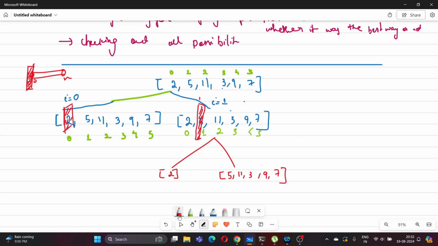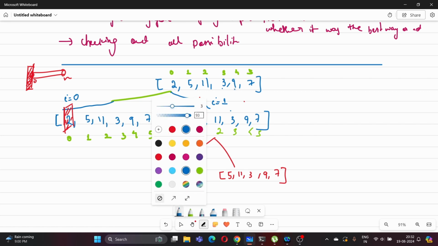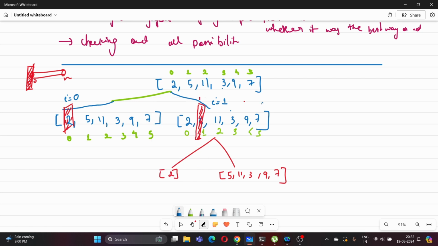Similarly, it will make the same difference for i equal to 2, i equal to 3, i equal to 4. I'm hoping you'll understand that. I will just draw the last one, i equal to 5. Let's see what happens in this case. Same thing: 2, 5, 11, 3, 9, 7, and let's follow the index, 0, 1, 2, 3, 4, 5. And I will start indexing at 5.